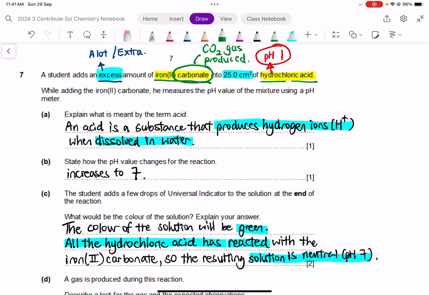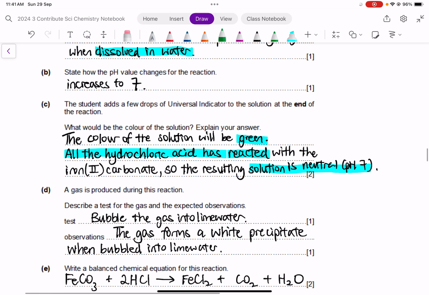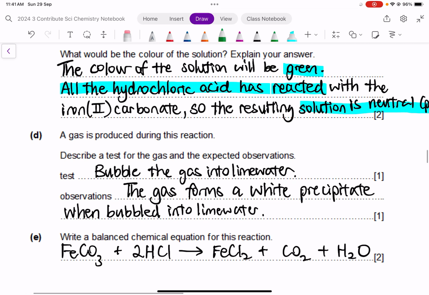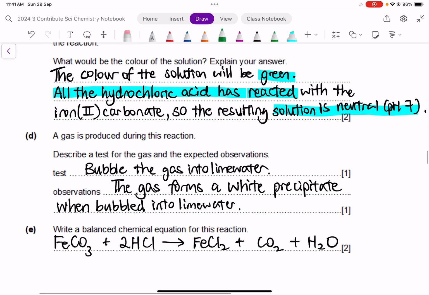So how do we test for it? In 7D, you're asked to describe the test for carbon dioxide and the expected observations. And in 7E, you are asked to write the balanced chemical equation, which you can now see on the screen. Now take note, the word iron 2 means iron has a 2 plus charge. So it's Fe2+.